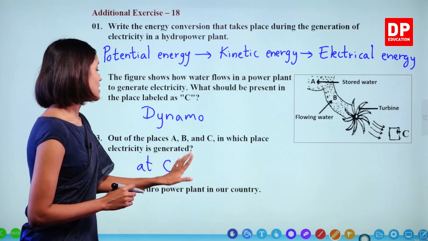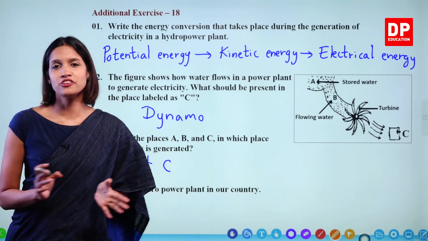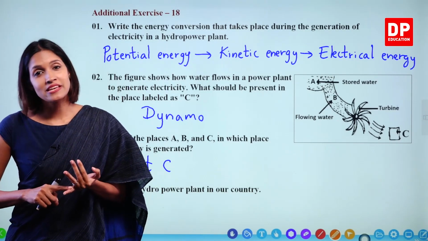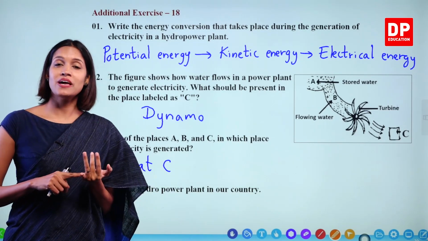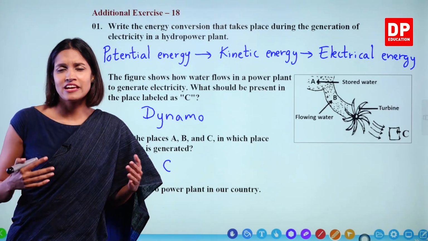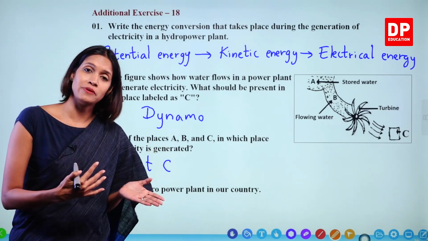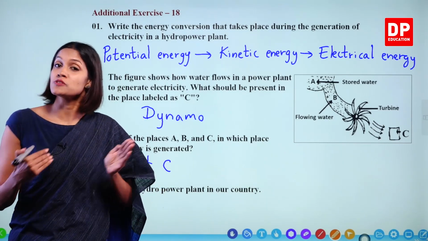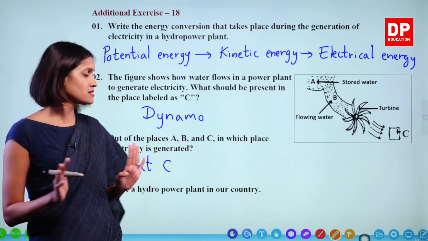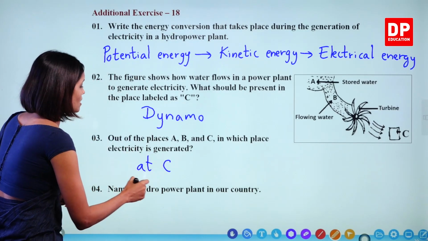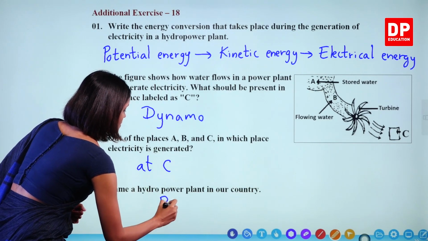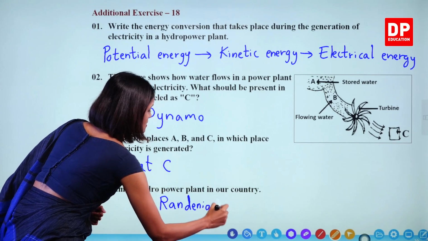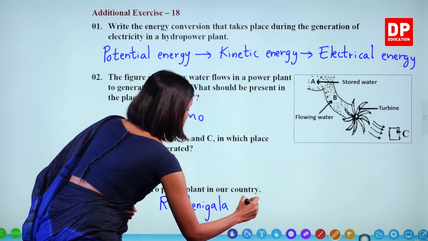Name a hydropower plant in our country. We have a number of hydropower plants. What are they? We have Victoria Power Plant, Randhenigala Power Plant, Rantambe Power Plant, Upper Kothmale Power Plant. Likewise, there are a number of hydropower plants. We even have mini hydropower plants as well, apart from those major hydropower plants. Okay, children? We will write one of them. Name a hydropower plant. Randhenigala. Randhenigala Power Plant.